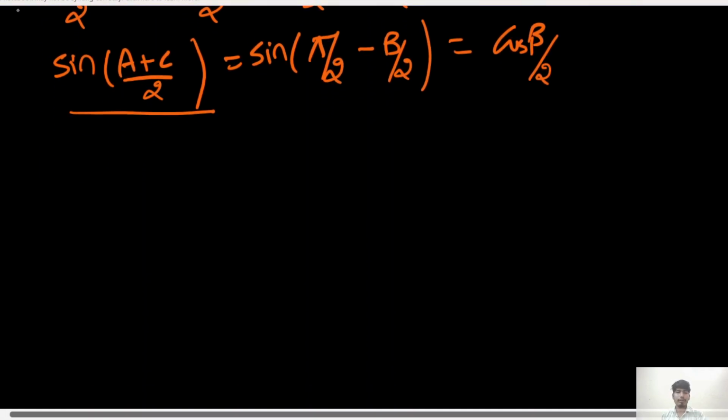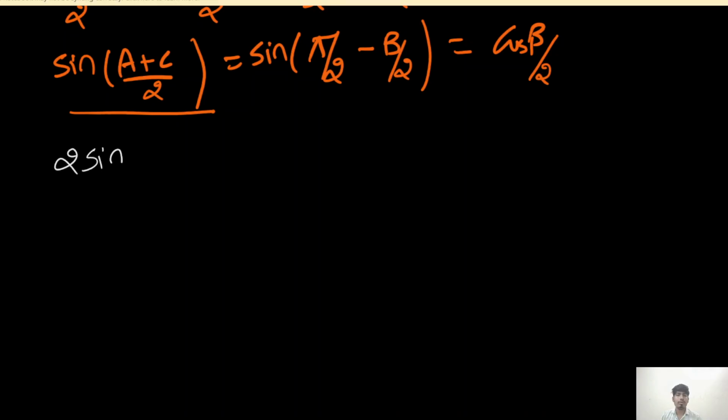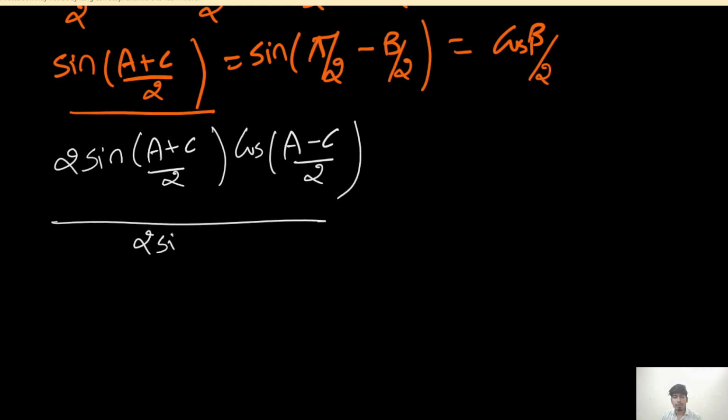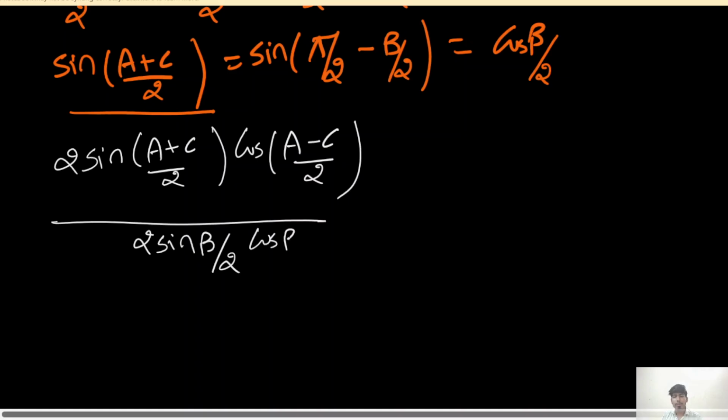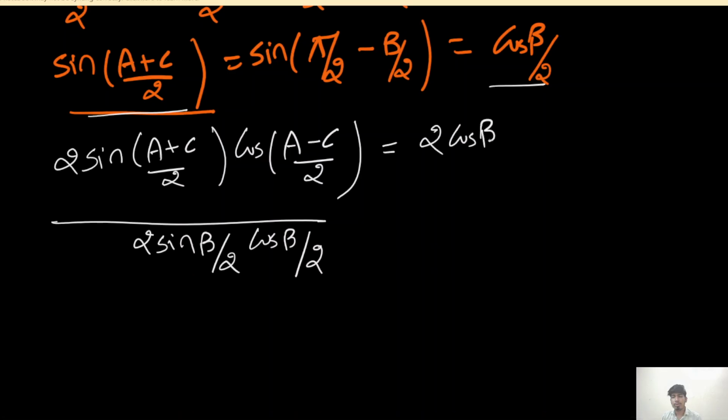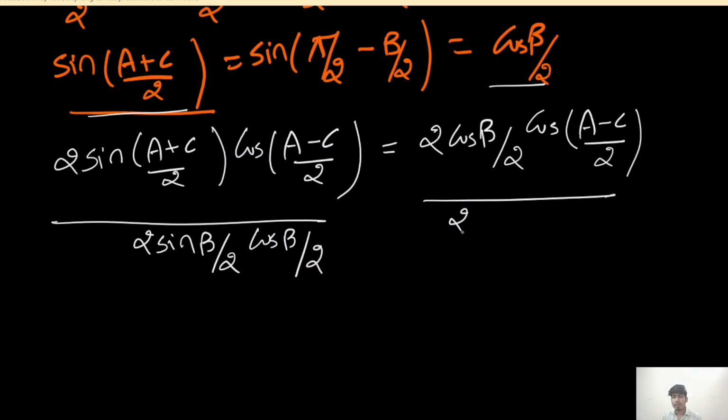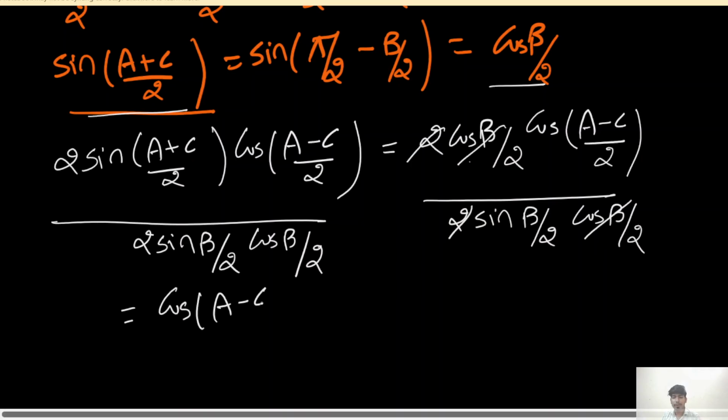We get 2 sine of (a plus c) upon 2 into cos of (a minus c) upon 2, and in the denominator 2 sine b upon 2 and cos b upon 2. Okay, students, then put the value of sine (a plus c) upon 2 as cos b upon 2. Then we get 2 cos b upon 2 and cos of (a minus c) upon 2, divided by 2 sine b upon 2 and cos b upon 2. Then cancel 2 by 2 and cos b upon 2 by cos b upon 2. Then this becomes cos of (a minus c) upon 2.